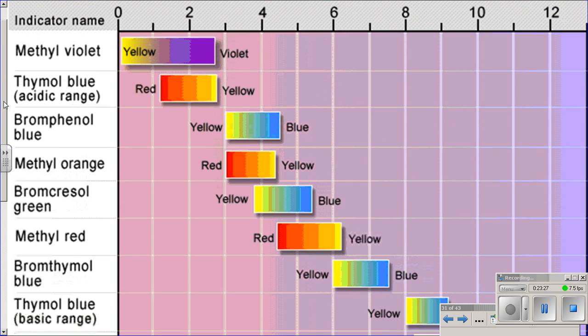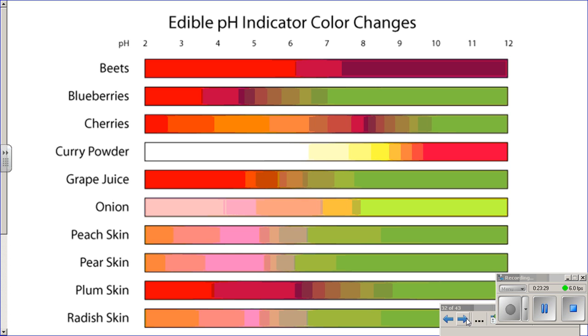But we also have indicators in nature. You've seen hydrangea flowers, they're pink and blue and purple. If you grow them in acidic soil, what color are they?